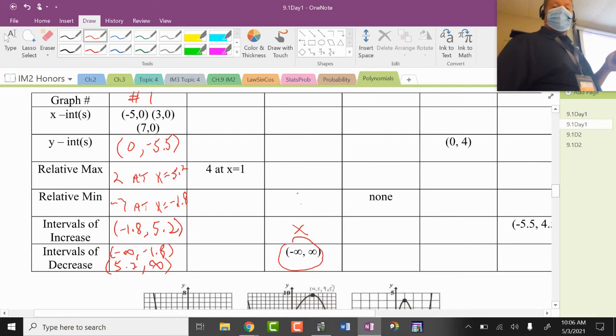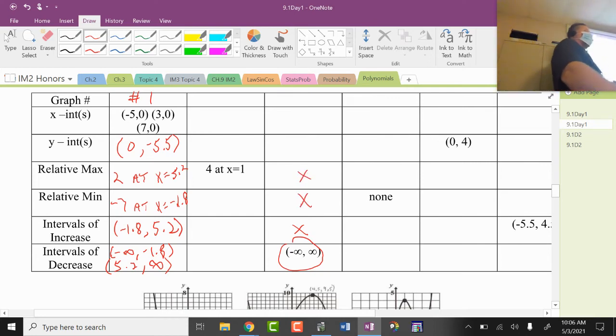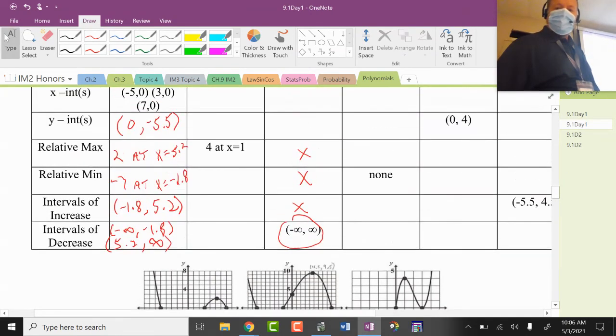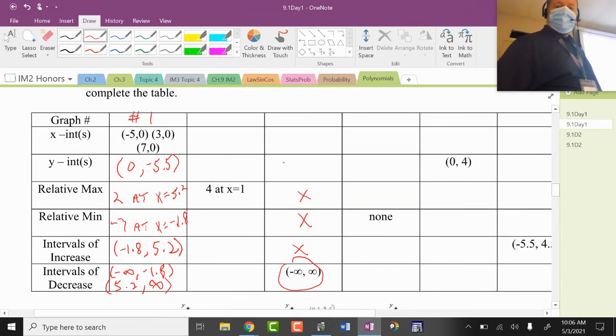There are no relative minimums and maximums because there is no change in direction from increase to decrease or decrease to increase. So that's nice and that's easy. The intercepts, what do we have here? Oh, a coincidence. We have an x-intercept and a y-intercept, the same numerical value, but different as far as the coordinate is concerned. It's a nice little homework question.